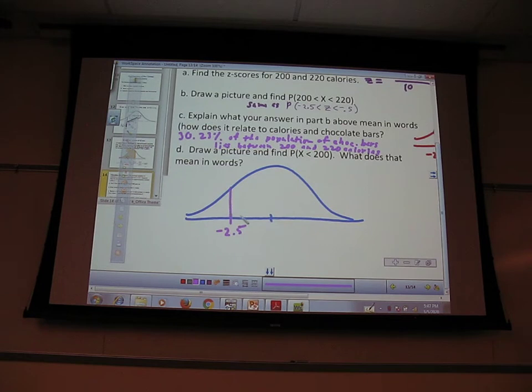All right, line above, and do I want less than or more than 200? Less than. So it's going to be the left or the right, guys? Left. Which means my other z-score is going to be way out here, negative infinity.